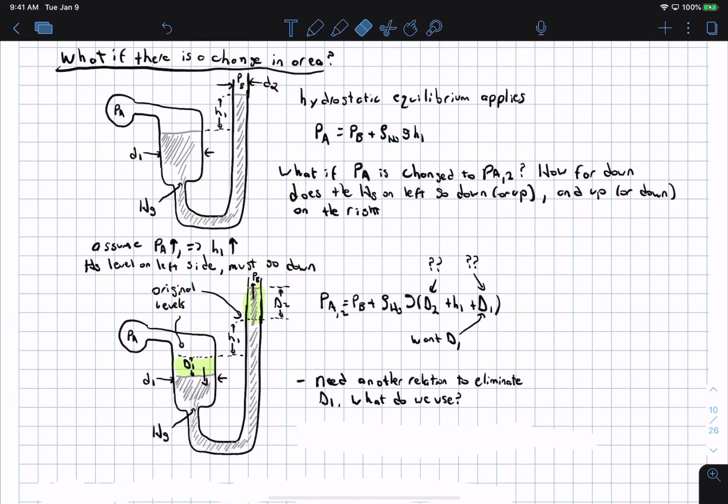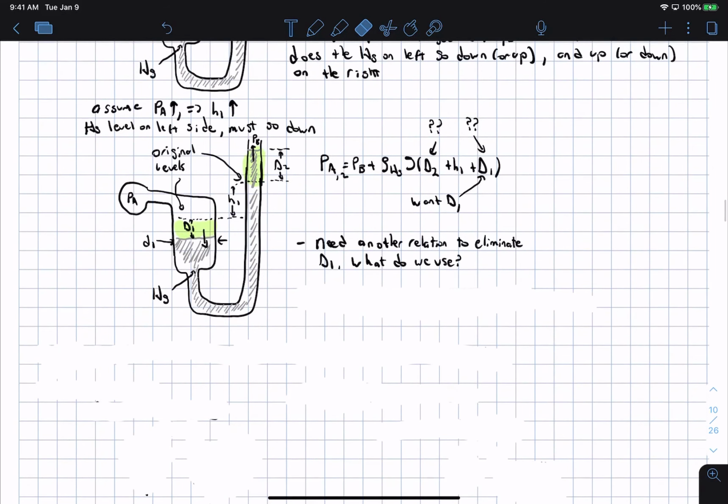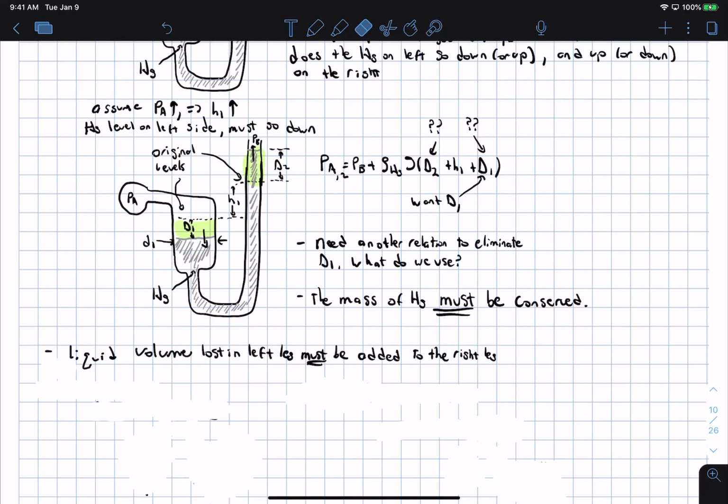Okay. And so what do we use? Well, in reality, I kind of said it. We use essentially conservation of mass. We note that the volume of liquid here is being pushed out of this big section and being pushed into this little section here. And so what that means is that the liquid volume that is lost on this side must be added to this side here.